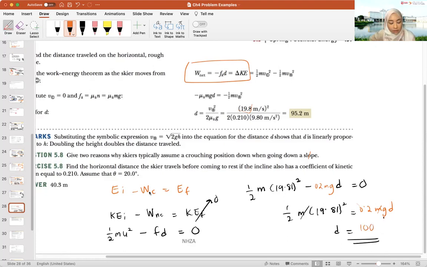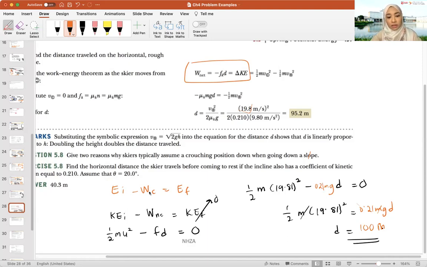Apa yang berbeza kat sini? Saya dapat 100 instead of 95.2. So kat sini dia pakai 0.21. Oh, saya pakai 0.2 je. Okay, ada perbezaan kat situ lah. And then my G I use 9.81. Dia pakai 9.8. And then this 19.8 I use 19.81. So ada decimal places yang berbeza kat sini. So that's fine. So we get our 100 meter or 95.2 if you use the values as the textbook.